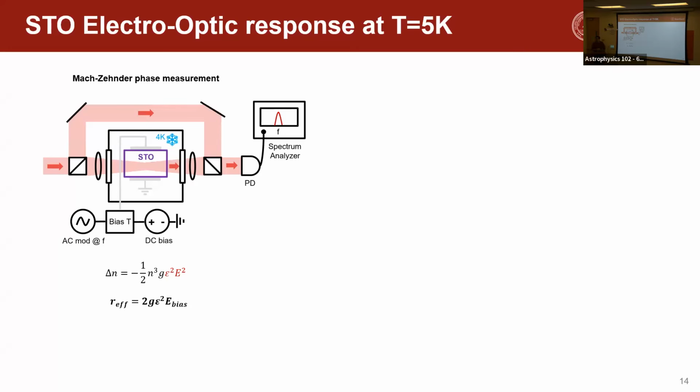And then we use a detector and a spectrum analyzer to infer the phase that this arm picks up from the STO, and from that, of course, infer the change in the index of refraction and our Pockels coefficient. And we also add both a DC bias voltage as well as an AC modulated voltage to read out our electro-optic coefficient. And once again, that's because we're in this quadratic electro-optic regime where you need to apply a bias field in order to define an effective Pockels coefficient in our system.